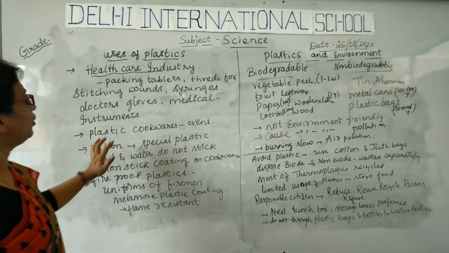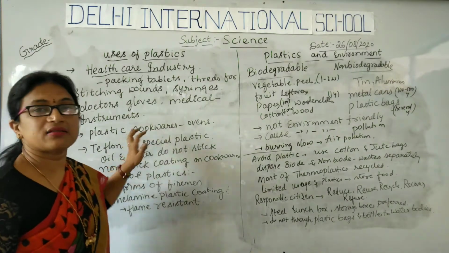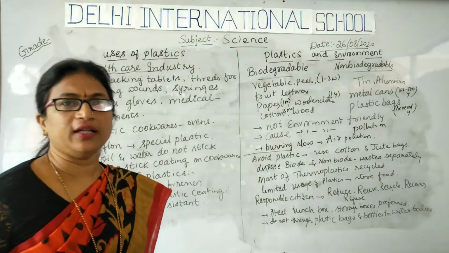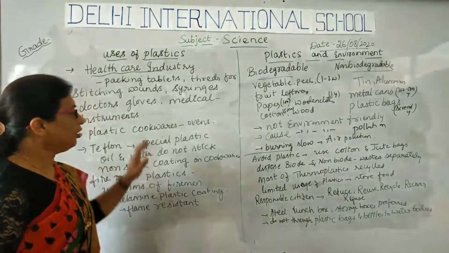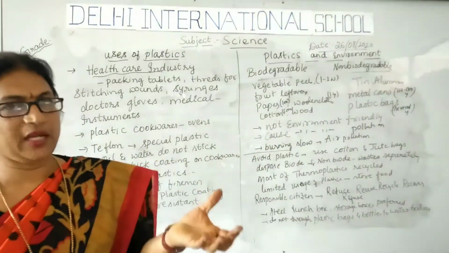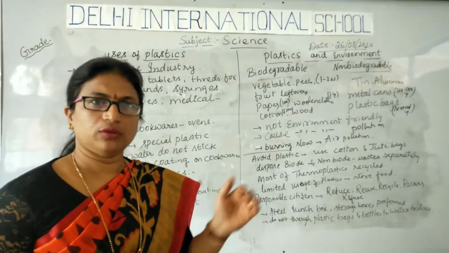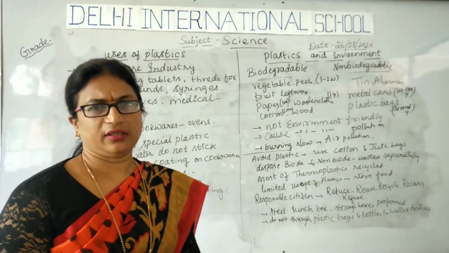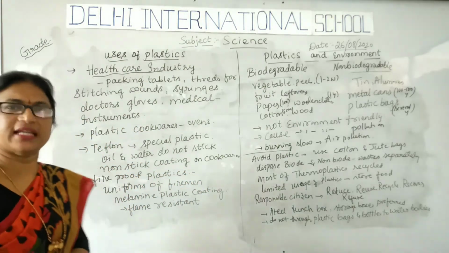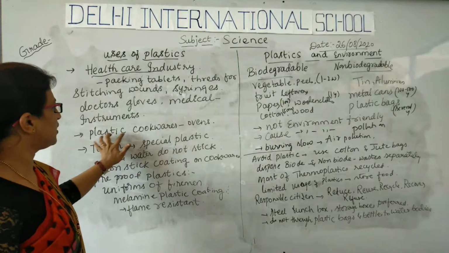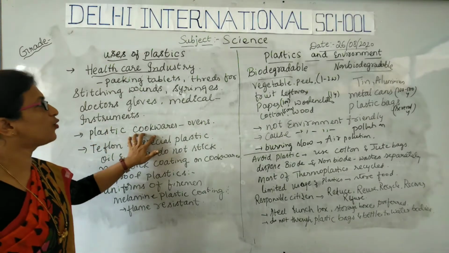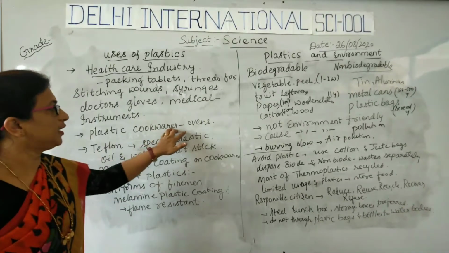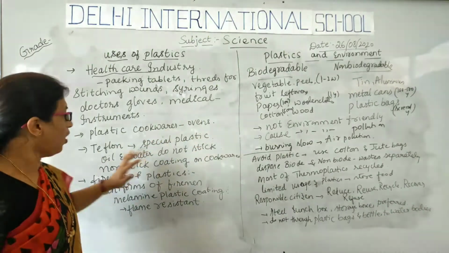And these are also used in plastic cookware. For example, if you are using a microwave oven, whatever food we keep in the oven for cooking, the plastic containers don't melt, isn't it? They don't melt. Those are thermosetting plastics. So plastic cookware is prepared extensively for the kitchen and for microwave ovens.